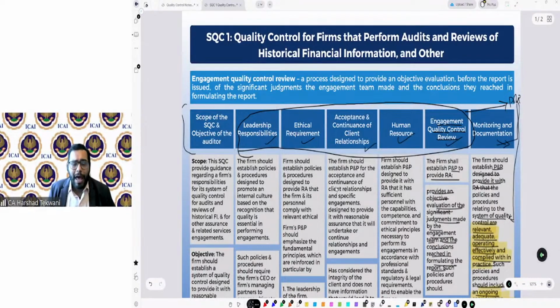Okay, so this is a requirement of SQC1 that you create the policy and procedure at each header, like leadership, ethical, ANC, human resource, engagement quality control. Plus, you monitor all those policies from time to time. You perform the testing whether those policies are adequate, operating effectively, complied with in practice or not. And there should be ongoing monitoring whether the whole system of quality control is appropriate or not. So that's the whole SQC1.